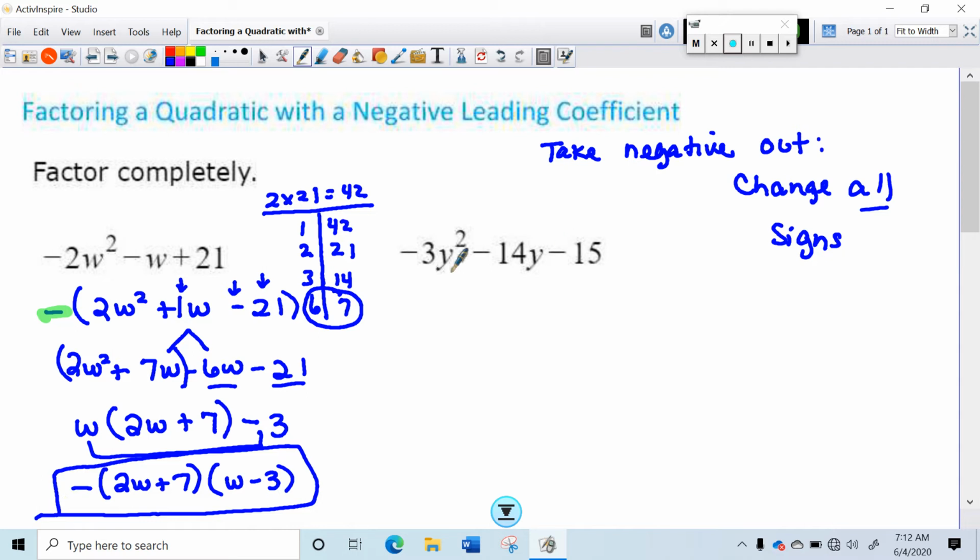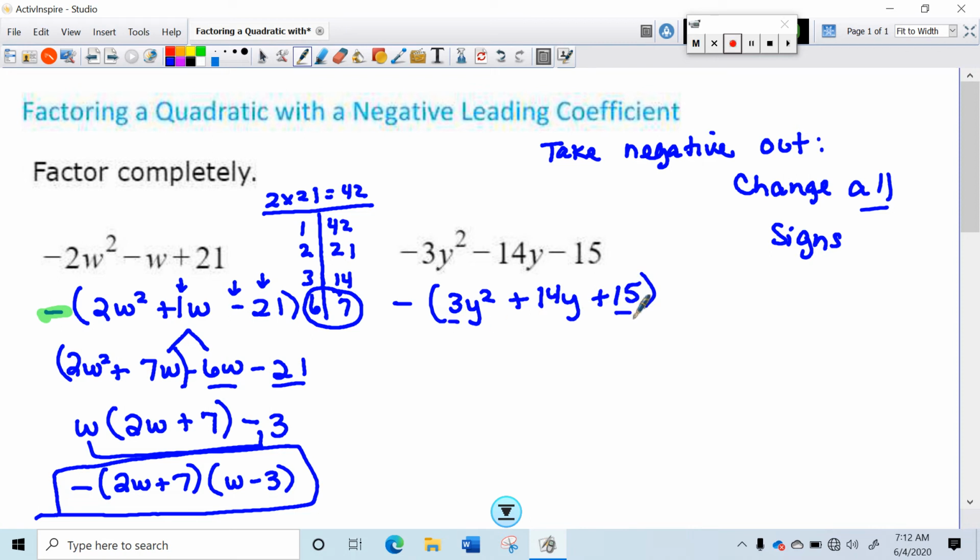Okay, so let's do this again. Take the negative out, change all the signs. So a negative 3 is going to change to a positive 3y squared. Negative 14y changes to a positive 14y. Negative 15 changes to a positive 15.